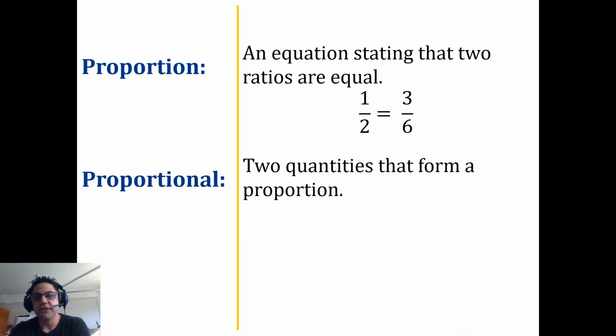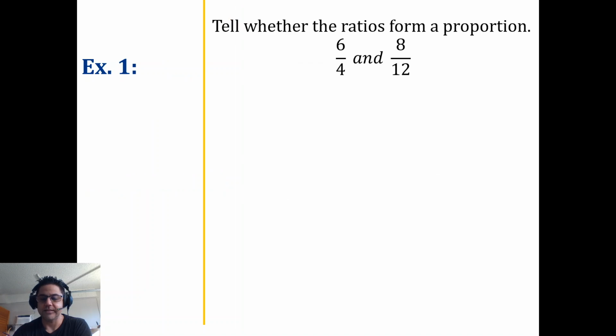Proportional: two quantities that form a proportion. That's kind of silly, but that's what we're going to do right here. We're going to test to see if these form a proportion, which means they would be proportional. So we would take each ratio and reduce them to see if they're essentially equal to each other. If they're equal to each other, then that is our proportion.